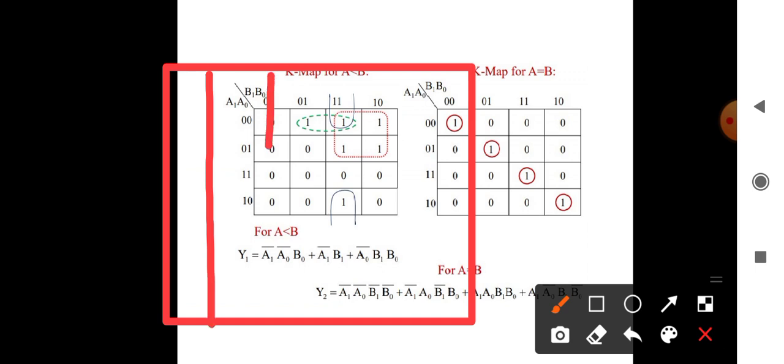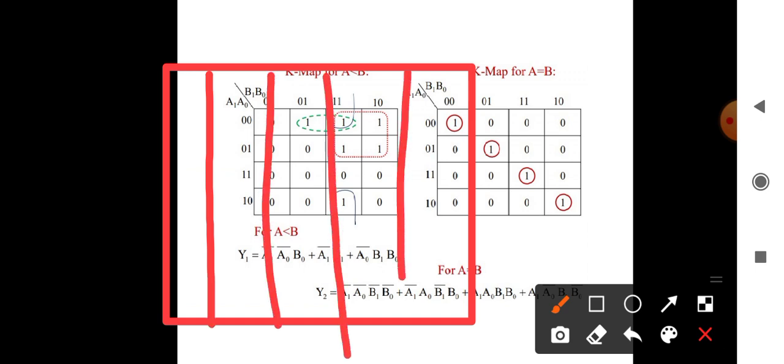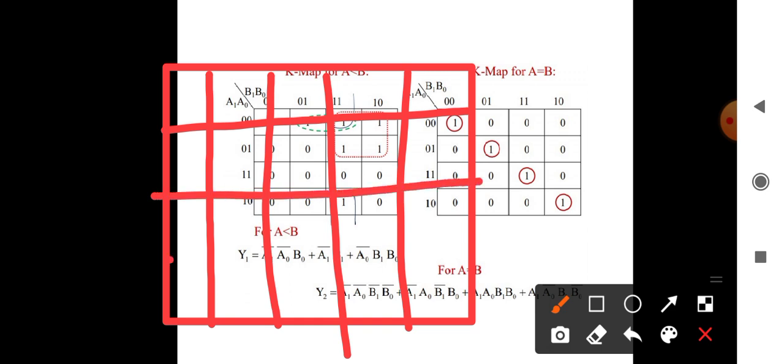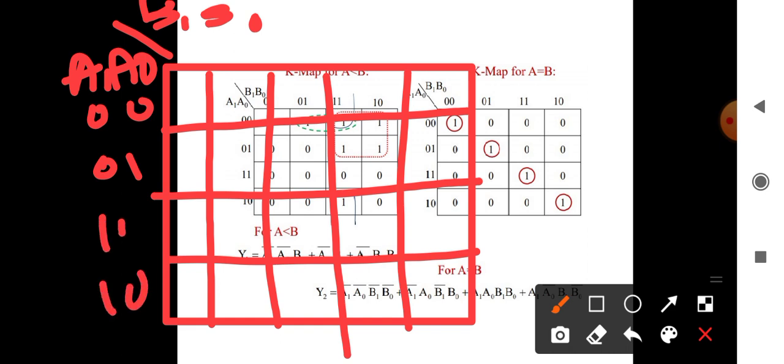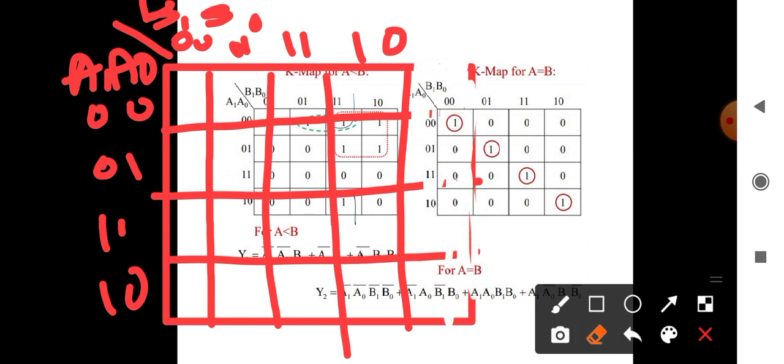So 1, 2, 3, 4. Next, this side is A1 and A0 and this side is B1 and B0, labeled 00, 01, 11, 10 for both. Okay, so I just neglect this one.